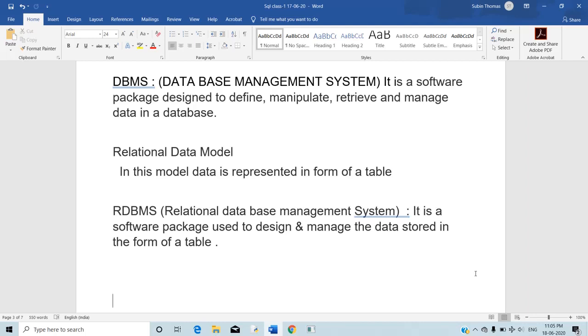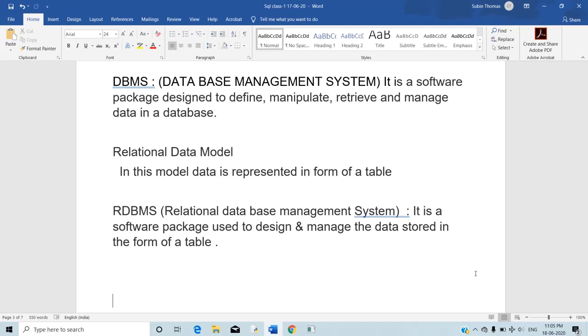And the next thing, relational data model. Relational data model means data which is stored in the form of a table. If your data is stored in the form of a table, then we can say it is a relational data model.